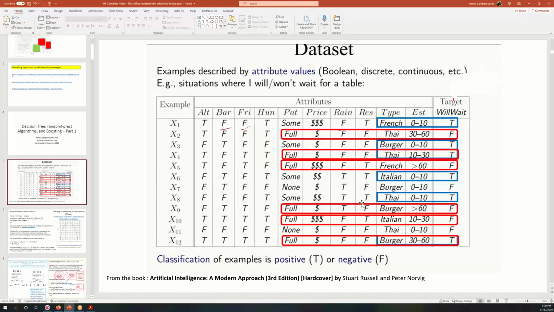Sharanya, can you interpret this? Yes, sir. There was no alternate restaurant next to it, and there was no bar in it. It was not a Friday, and he was hungry and he saw some patrons. Oh, okay, sir. That means there are people sitting and eating. And then it was a Thai restaurant. So the decision is that he will wait. He will wait. Okay. Yes.